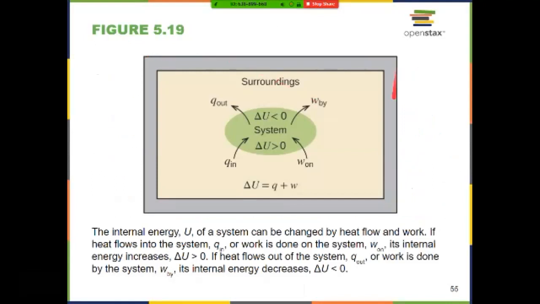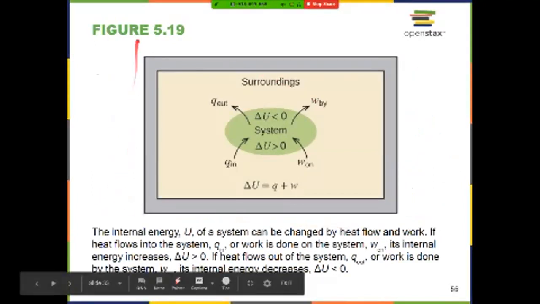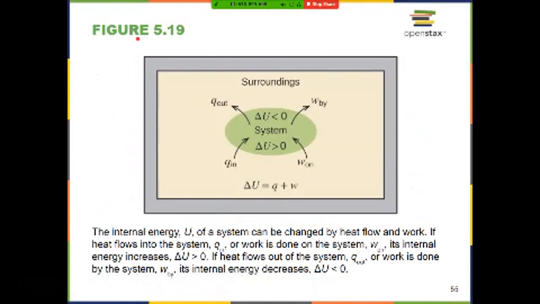Remember, we talked about this big gray box when we were discussing calorimetry. We said that means we have a closed system. And so the sum of all these changes is zero because we have to abide by the law of conservation of energy. So we can either have work being done on the system or the system doing work, heating the system, or the system releasing heat to the surroundings. If the system is getting heat or work is being done on it, the internal energy is increasing.